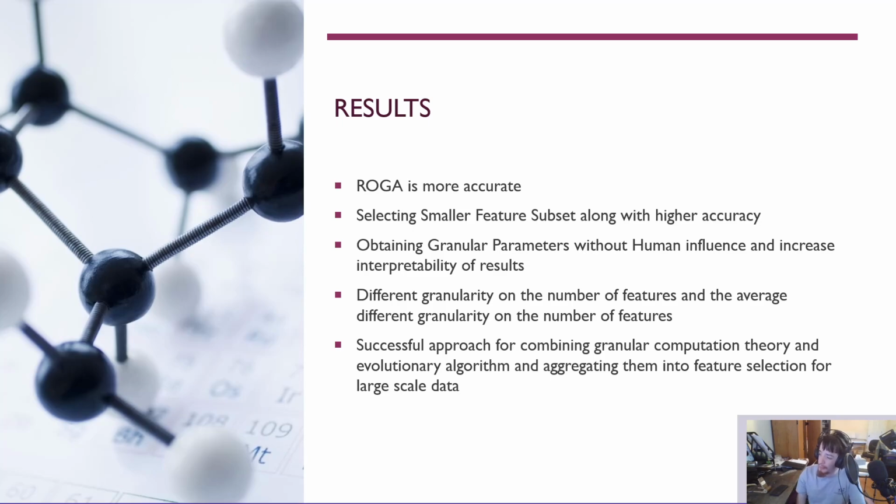And it was a successful approach of combining granular computational theory, which they discussed throughout the paper, and evolutionary algorithms for these genetic systems, and aggregating them into a feature selection for large scale data. Once again, this is not focused on just the cancer situations and things like that. It's for these massive data sets that we're gathering from larger companies, from combining data from multiple companies, and working with that to make better analysis of the overall situation, which could greatly benefit us in the future because it would automate a lot of data analysis components.